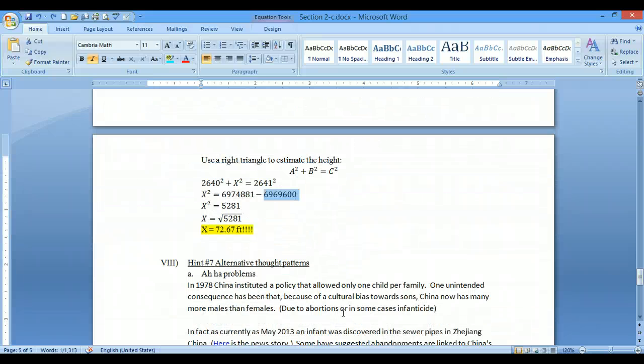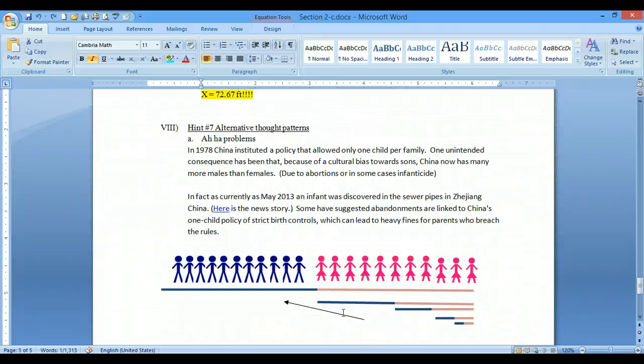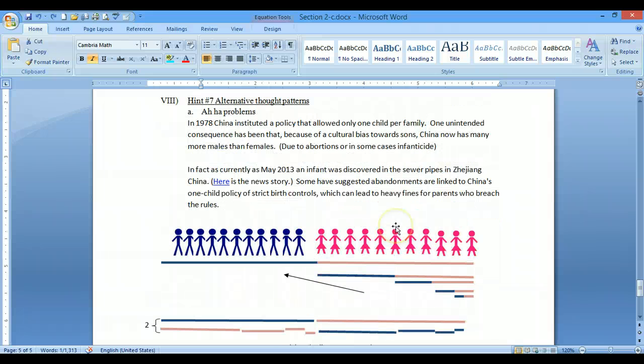All right, hint number 7. Alternative thought patterns. All right, alternative thought patterns are more like aha problems. In 1978, China instituted a policy that allowed only 1 child per family. One of the unintended consequences that has happened because of this, and because of the cultural bias towards sons, China now has many more males than females. This is due to abortions or other cases.